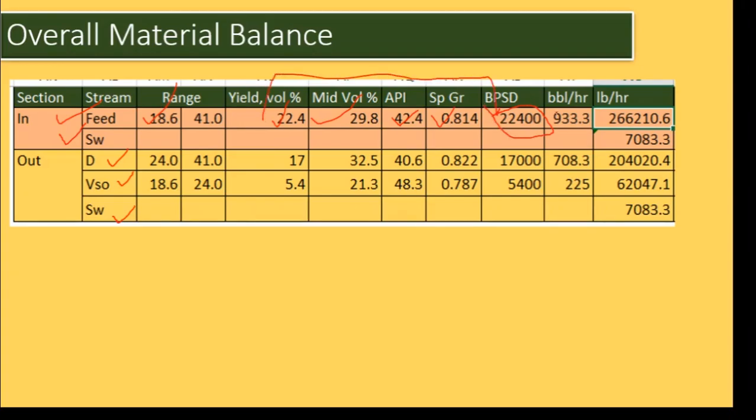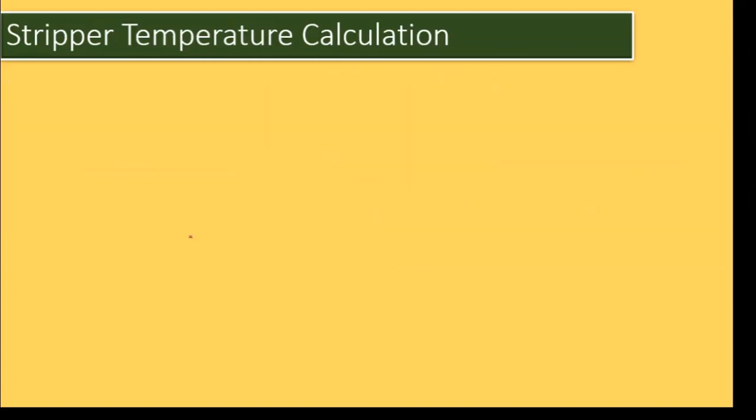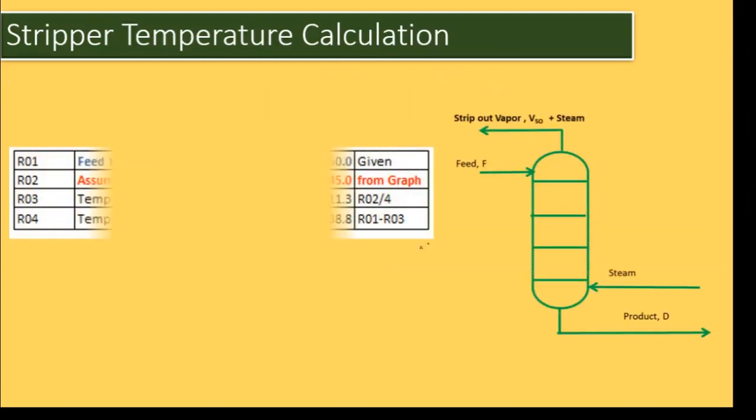With the help of the yield, we can find the BPSD, then barrels per hour, then pounds per hour. This is the steam flow rate. So we have to find this steam flow rate with the help of D. So we should know the barrels of D. It is 708.3. So just multiply by 10. It gives 7083.3. So this is the way to find the flow rate of the steam with the help of D. After knowing this material balance, we can go for the temperature calculations.